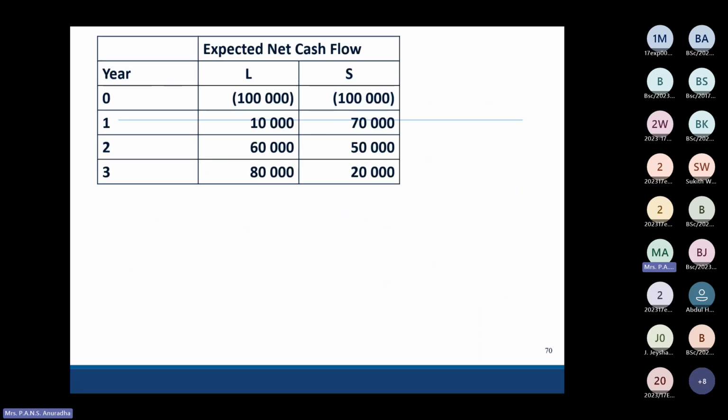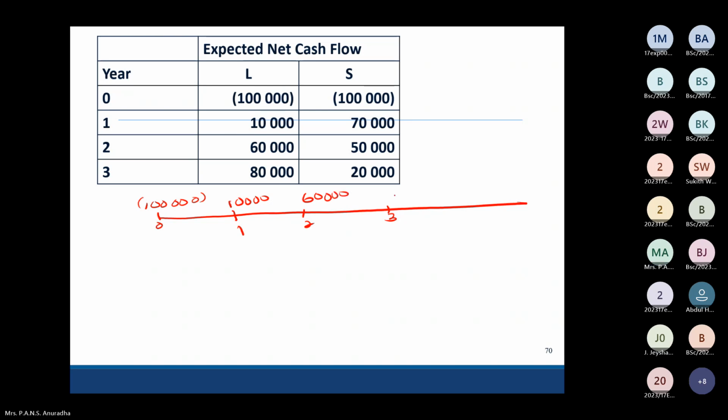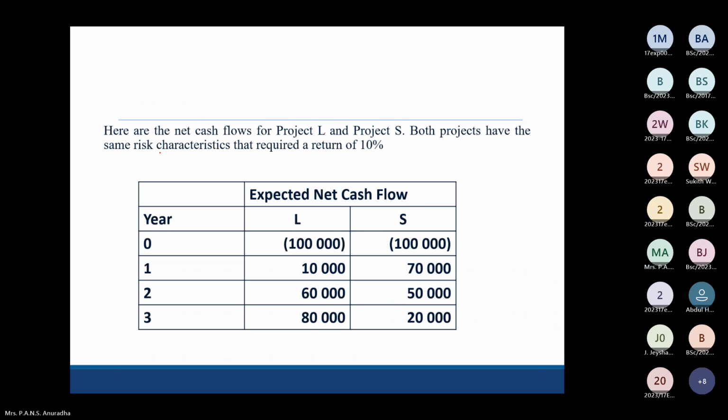So now, if you calculate for project L, project L is like this. You are investing 100,000. This is the cost of the project. The project is 3 years: 1, 2, 3. Likewise, 10,000 is the year 1 net cash inflow. Year 2, 60,000. Year 3, 80,000. The cost of capital is given. The required rate of return for the project is 10%.